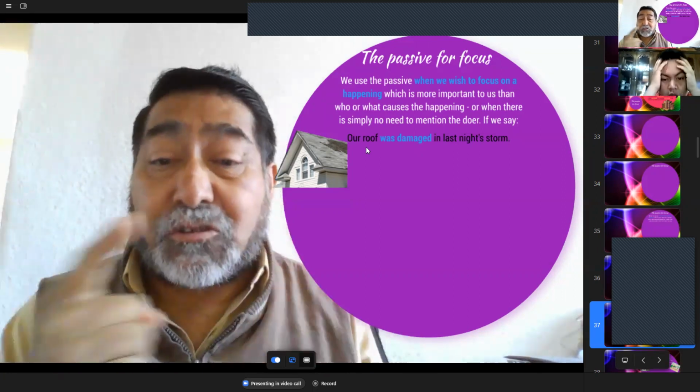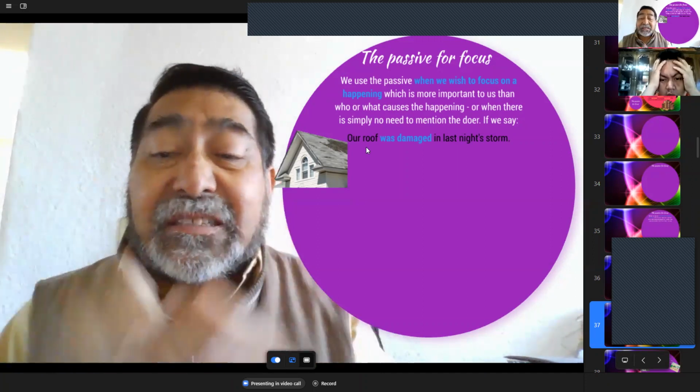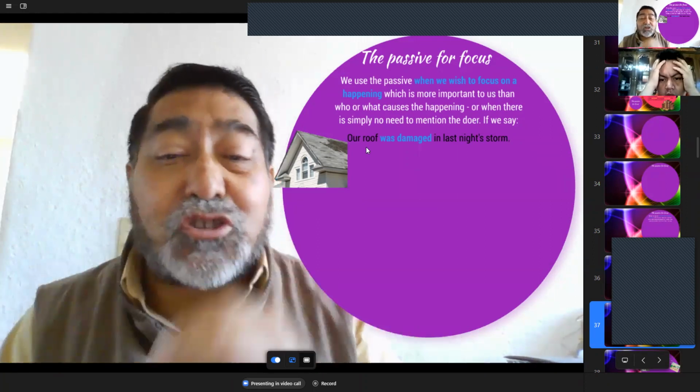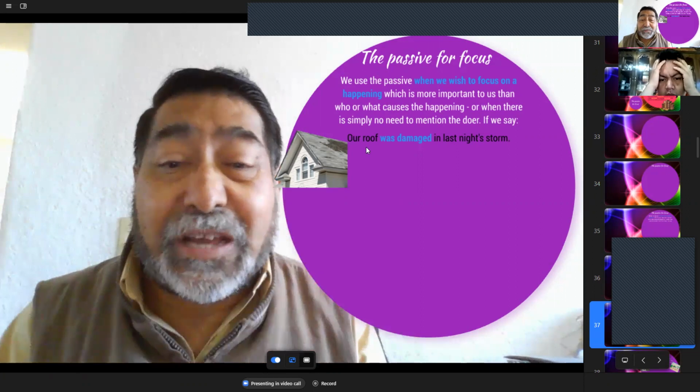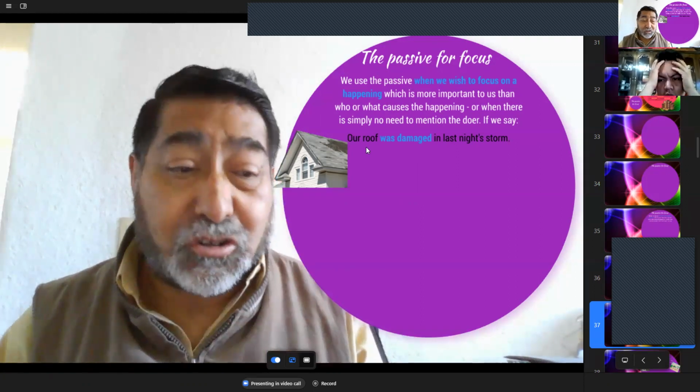After the tornado, the house was rebuilt. The house was rebuilt, was reconstructed, because there were a lot of damages, not only on the roof, but also in the structure.